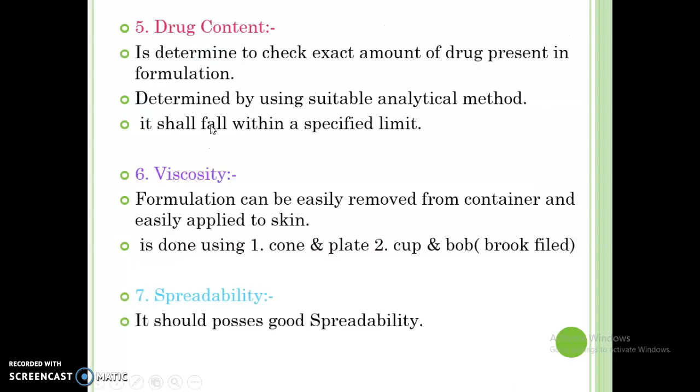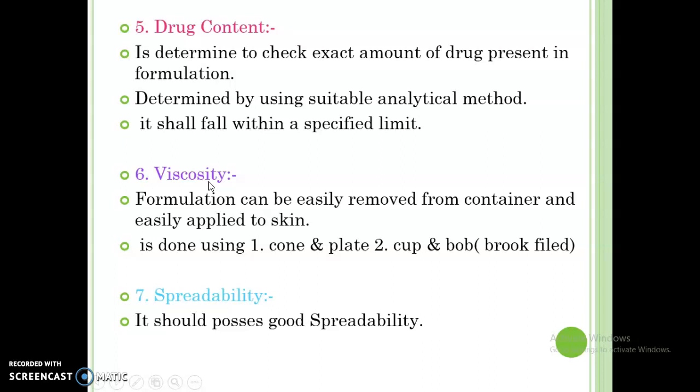Okay. Next is drug content, meaning the actual API present in your dosage form. It is determined to check the exact amount of drug present in your formulation, using suitable analytical or spectrophotometric methods, and it shall fall within a specified limit as per the reference standards. Okay. Then the next one is viscosity.